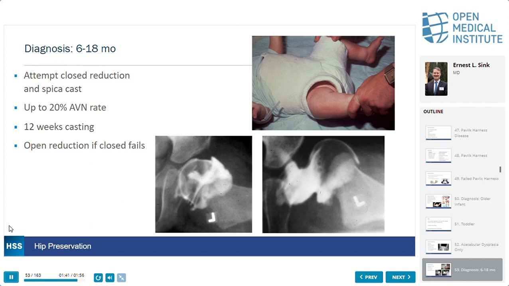But unfortunately, whether you do it closed, primarily would be the first option, or open, you have to get a joint that's medial and sits in there so it can develop normally. Does everybody understand that concept? Try closed. If it doesn't work, then you go to open.